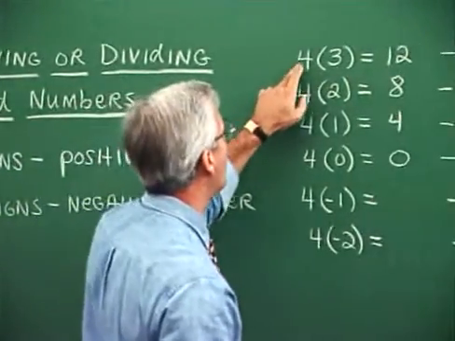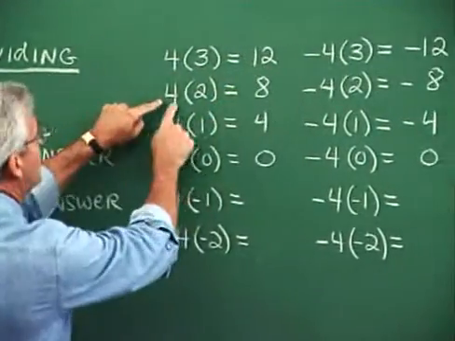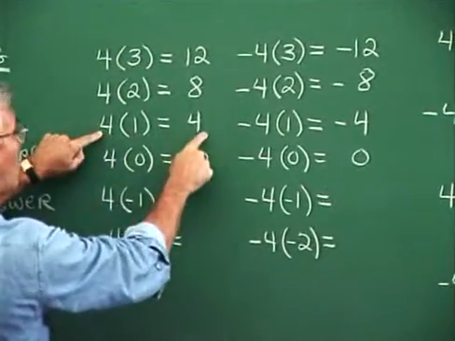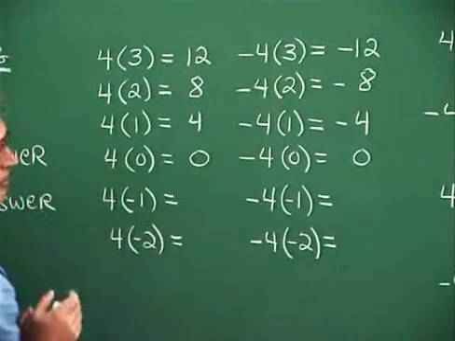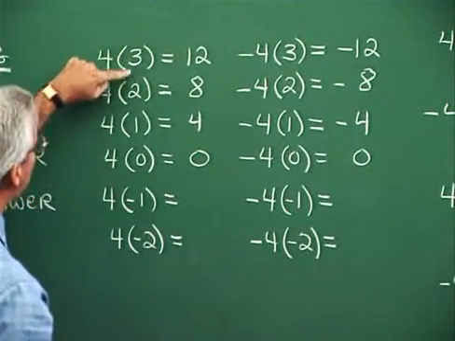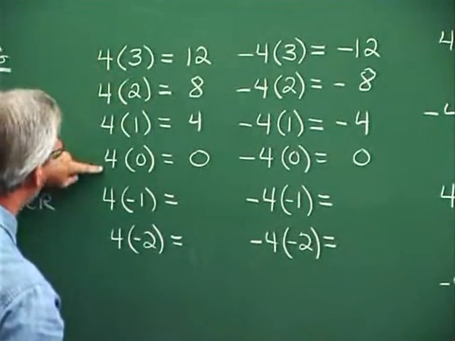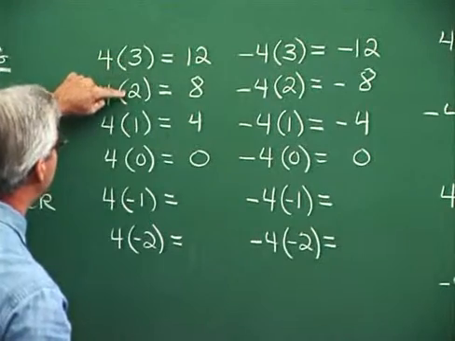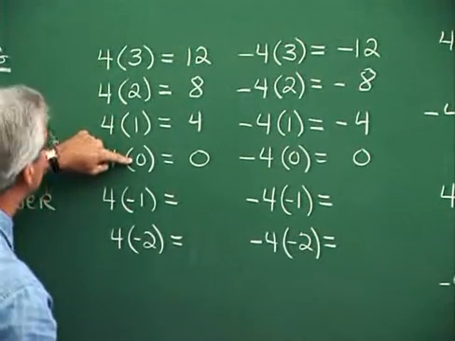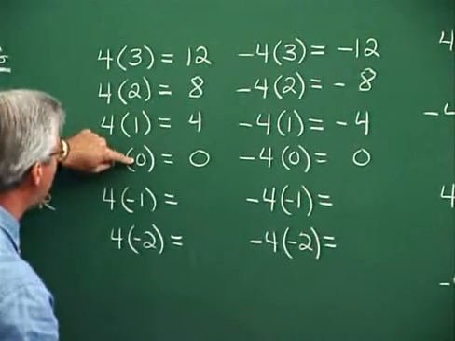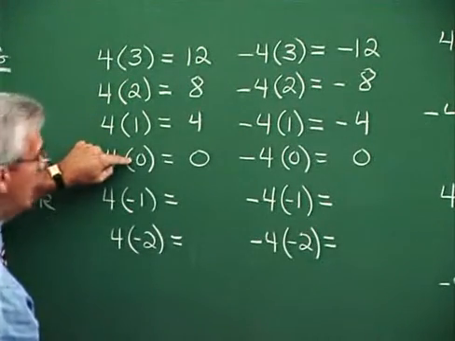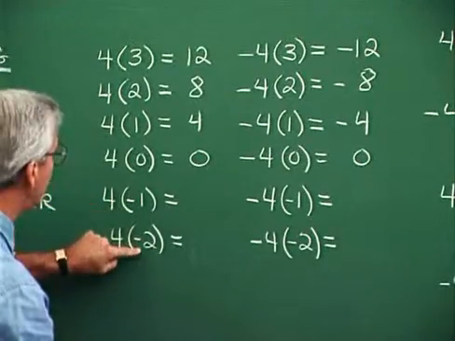Here, we know that 4 times 3 is 12. We know that 4 times 2 is 8. We know that 4 times 1 is 4. We know that 4 times 0 is 0. Now, look at the pattern that's established here. I have a multiplier here. This 4 is fixed, and this multiplier is being reduced by 1 each time. So 3, 2, 1, 0. What's the next item in the pattern? Well, it would go into the negative numbers. It would become negative 1 and then negative 2.